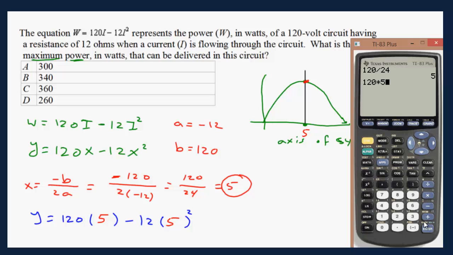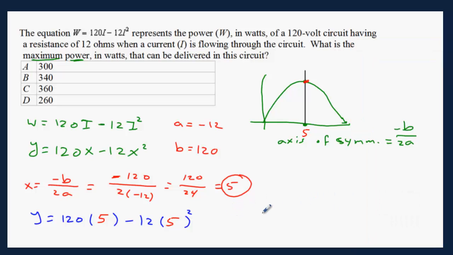120 times 5 minus 12 times 5 to the power of 2, or 25, equals 300. So that means y equals 300, or the maximum equals 300. The maximum is 300. Choice A. Work well.